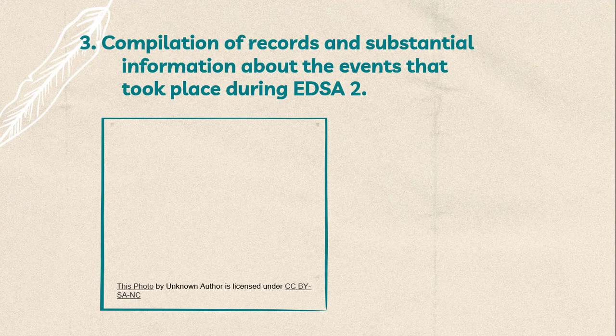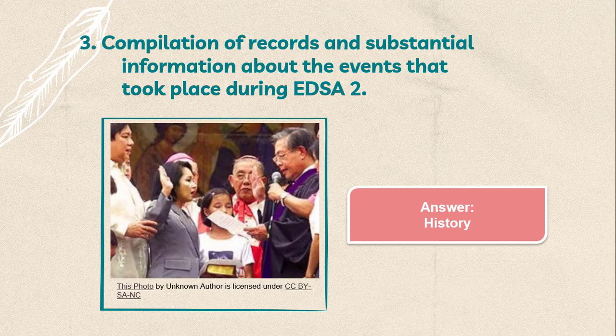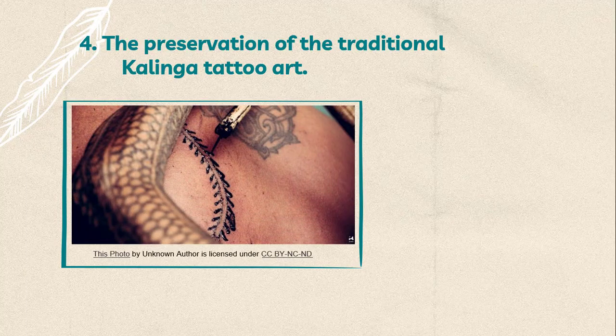Number 3. Compilation of records and financial information about the events that took place during the war. Answer. History. There are several experts who ascertain that it is not a legitimate people's war as opposed to the revolution in 1986. By studying history, an individual will be able to compile records and other substantial information about it. Number 4. The preservation of the traditional Kalinga tattoo art.